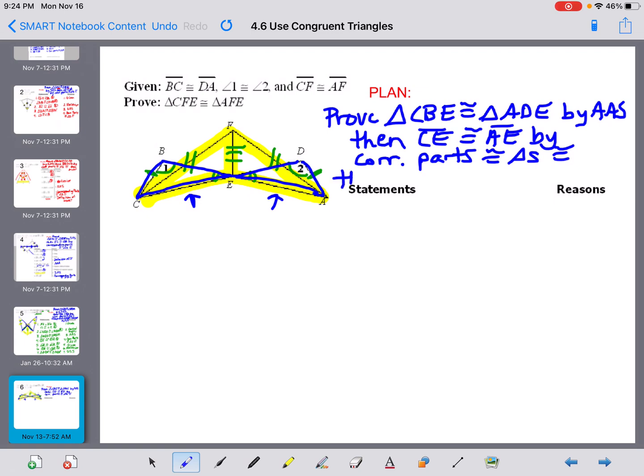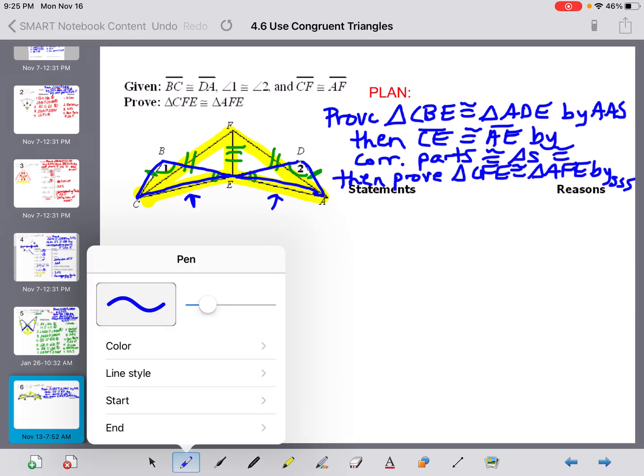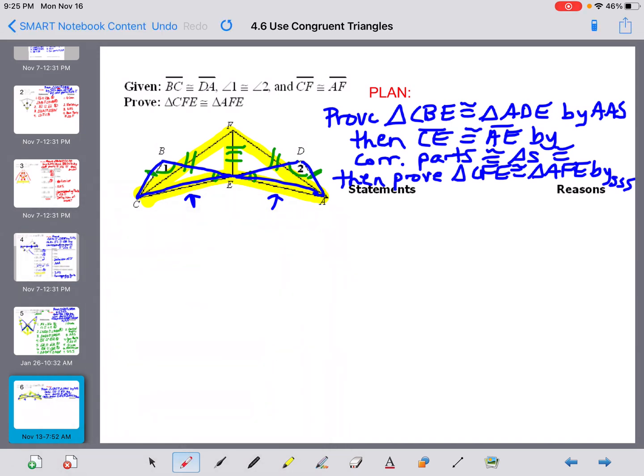Then we can prove our triangle CFE congruent to triangle AFE by side, side, side. All right, we've got a few steps. Let's do it. Okay, starting off, we're going to go with the blue triangles. Let's only pick up pieces that go to the blue triangles and put those in the proof first, okay?